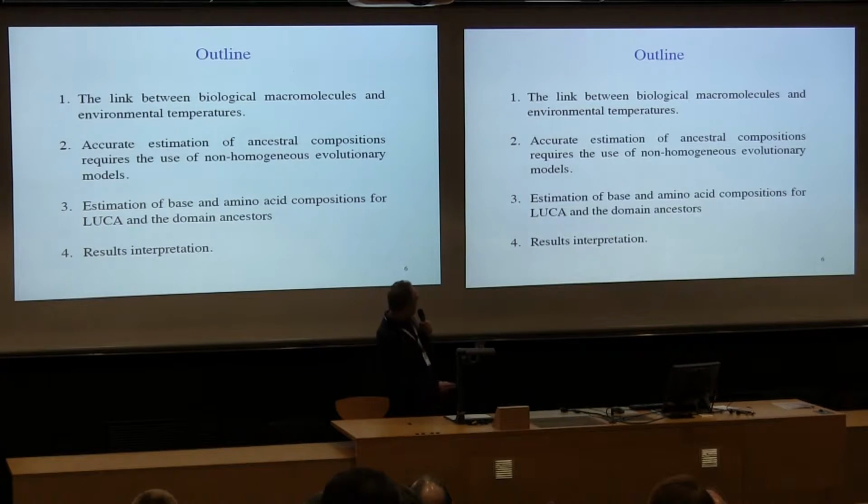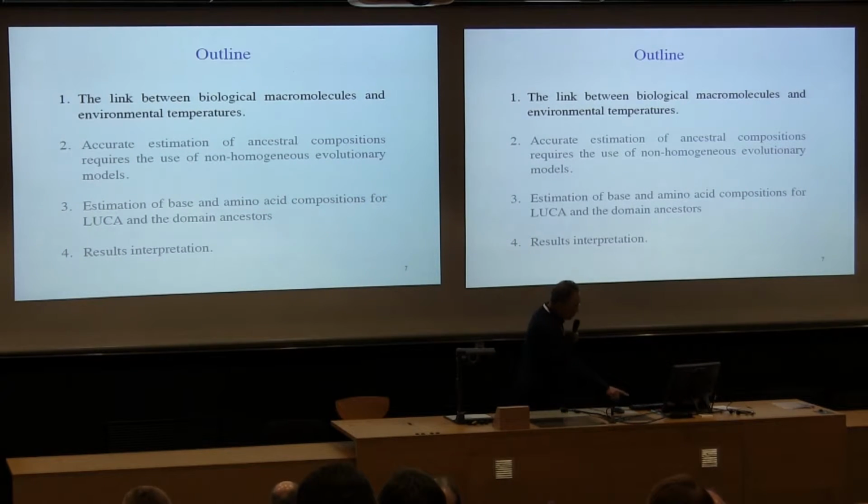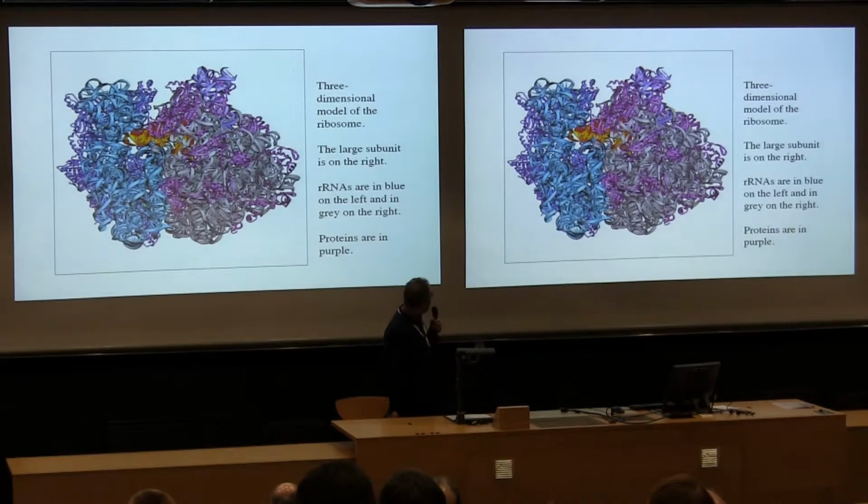So the outline of what I'm going to present today. First, what is the link between biological macromolecules, that is between RNA sequences and protein sequences, and temperature. Then how to estimate accurately ancestral temperatures. Then how we apply that to two empirical data sets. And how we can interpret the results of our measurements. So the first part: how is it possible to connect biomolecules and temperatures?